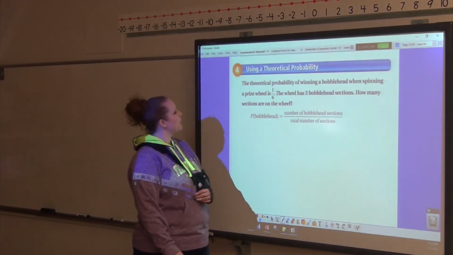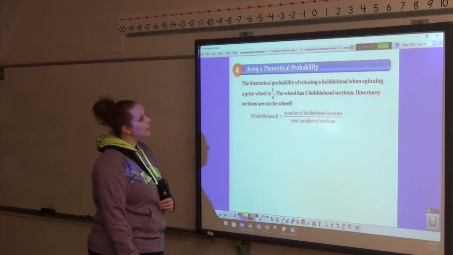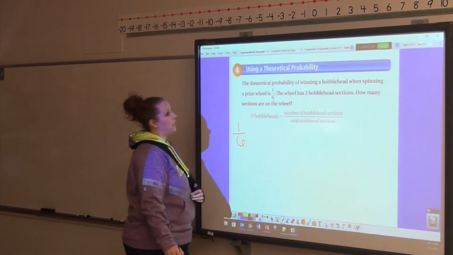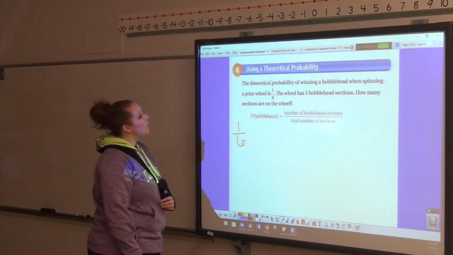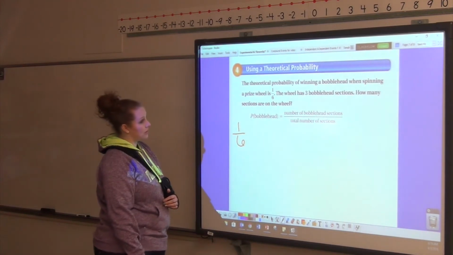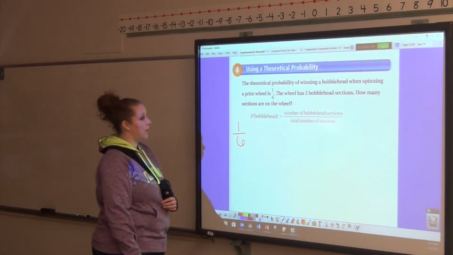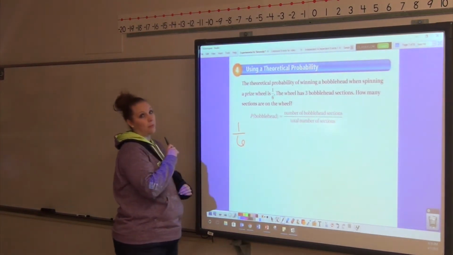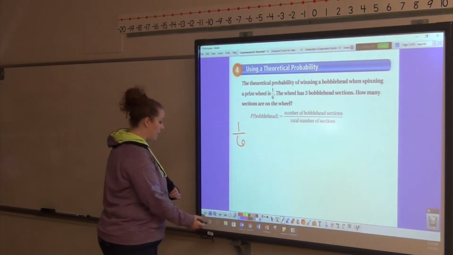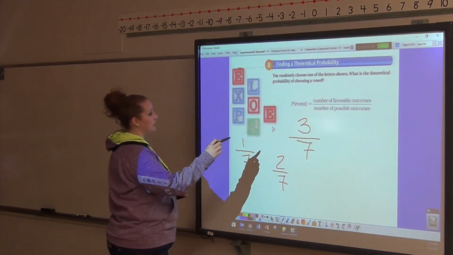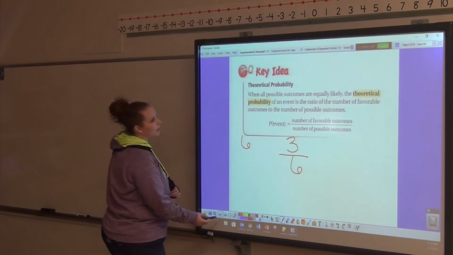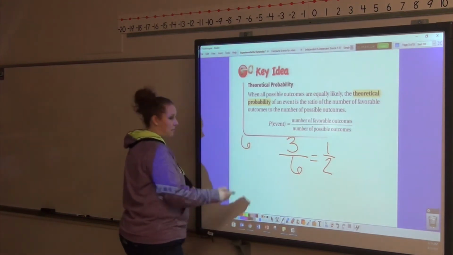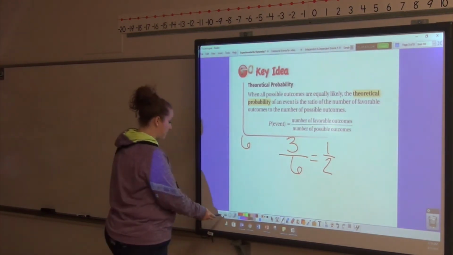The theoretical probability of winning a bobblehead when spinning a prize wheel is 1 in 6. The wheel has 3 bobblehead sections. How many sections are on the wheel? This is my theoretical probability, and it is actually simplified down. I can't simplify that one down, but if I had simplified this one, it would have been 1/2. You divide top and bottom by 3. That is the same probability.